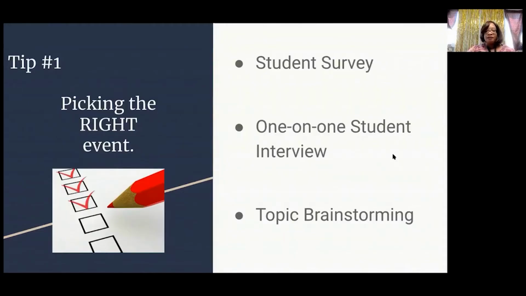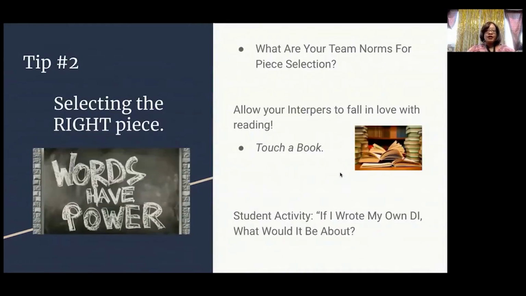So tip number 2, we've got to select the right piece. This is and can be kind of the most difficult part of this whole process, is putting the right script, the right book, the right material in the hands of your DI folks. First and foremost, you need to know what your team norms are for piece selection.